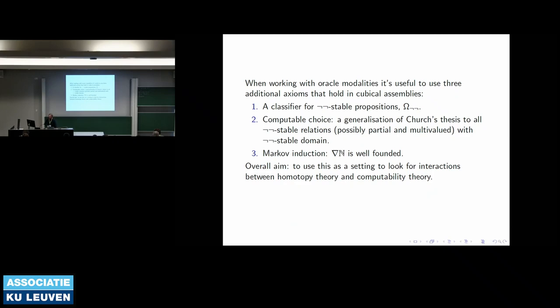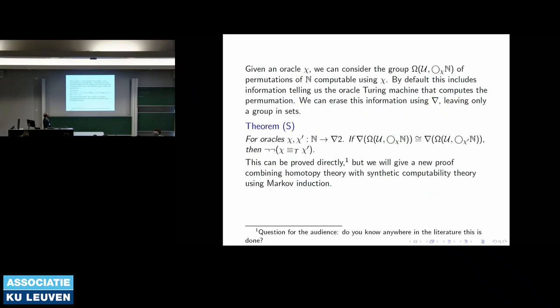Yeah, okay. So when working with these, it's useful to have three additional axioms. So classifier I've talked about. Kind of a fancy version of Church's thesis where we can have partial multi-valued things instead of functions, and a strengthening of Markov's principle. So I'll skip through that, because I think the main thing I want to cover in the remaining two minutes is to give at least one example of a non-trivial theorem. Well, it's not that non-trivial, but it's non-trivial enough, I think, to illustrate some things.